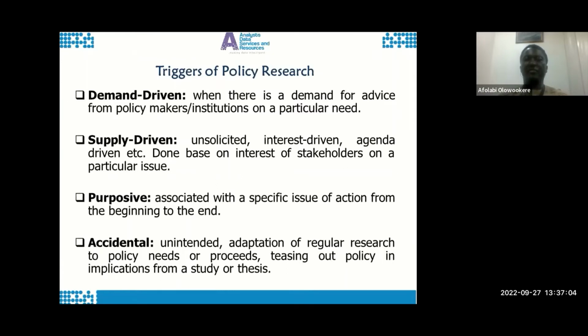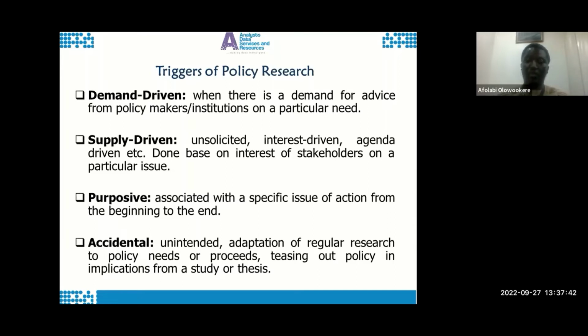What triggers policy research? About four triggers can be identified. Number one, it can be demand-driven. The policymaker himself or herself can ask a researcher, a research institution, a think tank or an in-house research unit to look at a particular issue. It can be supply-driven, often unsolicited, interest-driven, agenda-driven, maybe by a CSO, a trade union or a business organization, which has a particular interest.